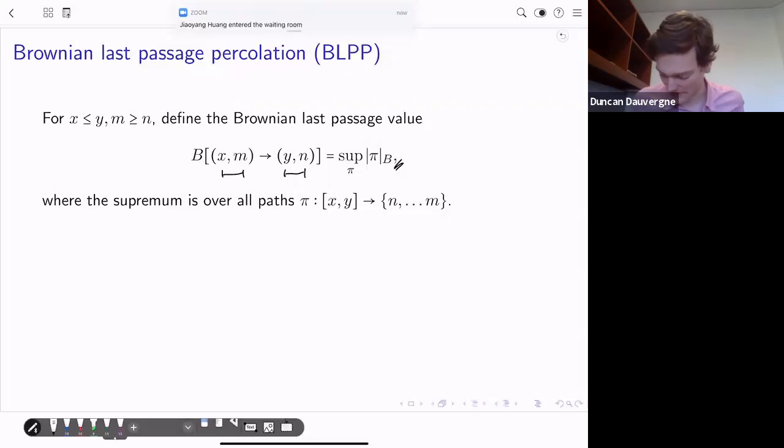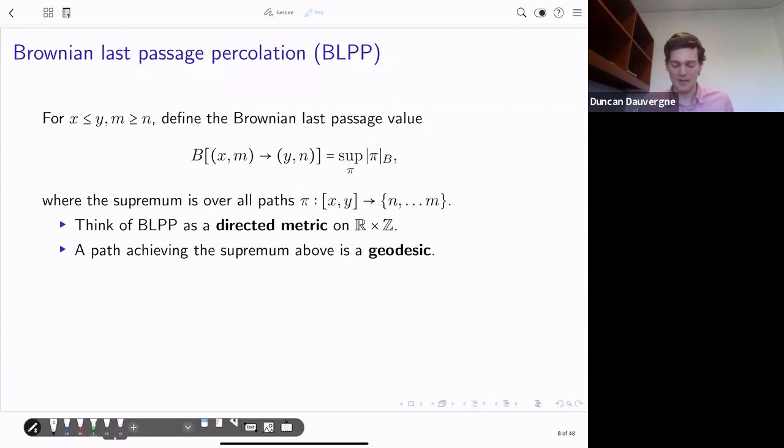So this is my Brownian last passage value. And the right way of thinking about this, at least for the purposes of our talk, is as a directed metric on R cross Z. So it's metric-like. It's directed in the sense that you don't assign distances to every pair of points. You only assign distances to pairs of points in a certain order. And I'll call a path that achieves this supremum a geodesic.